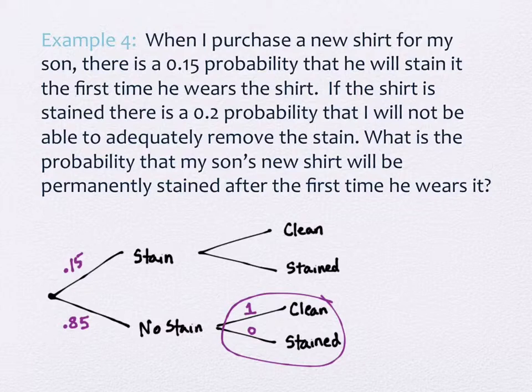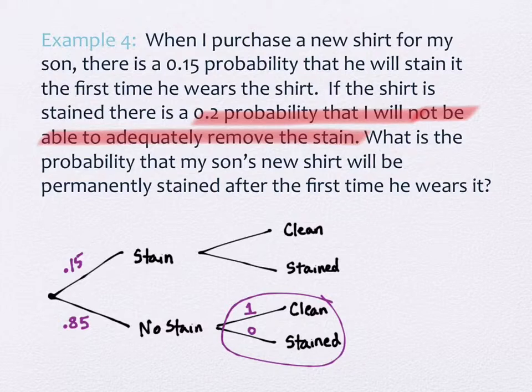In language that we saw in number theory, for those of you who've taken that, these are complements of each other, right? They're exactly the opposite. They have to add up to 1. Now, if it's stained, what's the likelihood that I am able, well, actually, let's just use the phrase that it says here. It says there's a 0.2 probability that I will not be able to adequately remove the stain. So where does the 0.2 go?